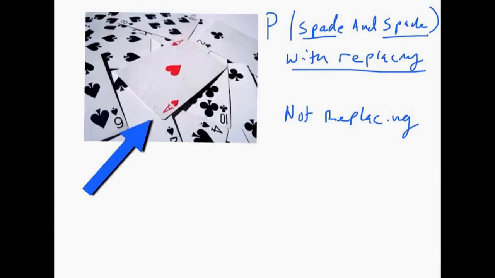Second one is the exact same question. What's the probability of pulling out a spade and then pulling out a spade if you did not replace the first spade? Remember, this is and.